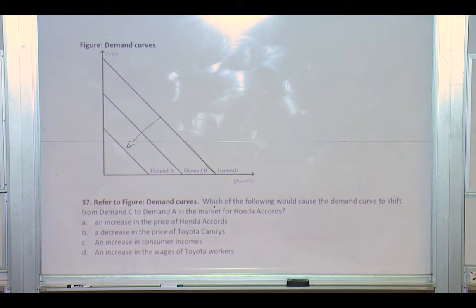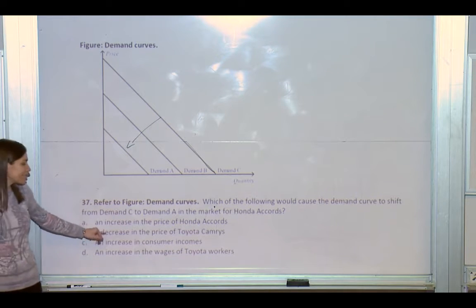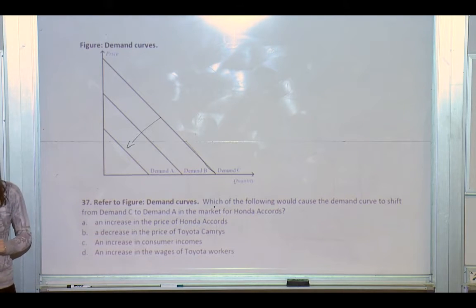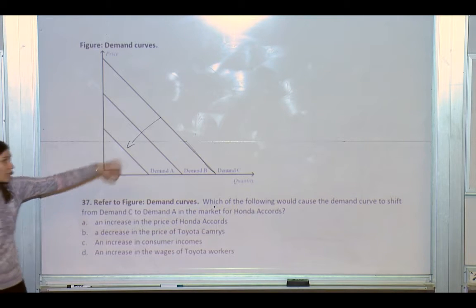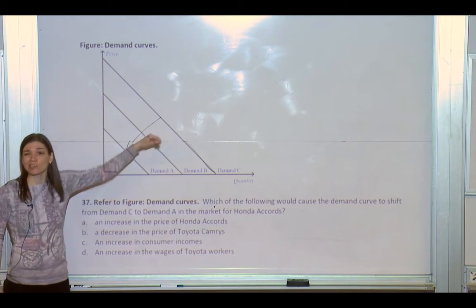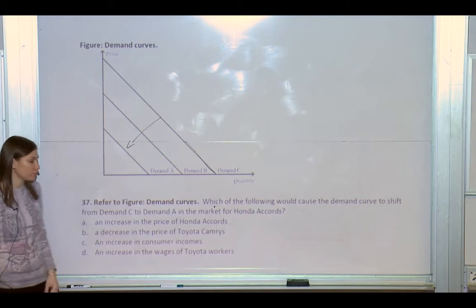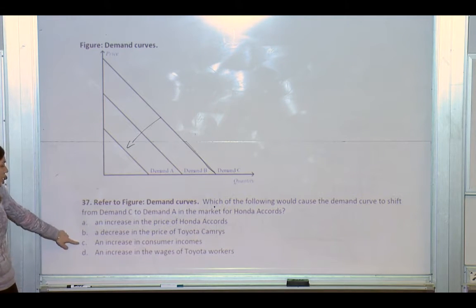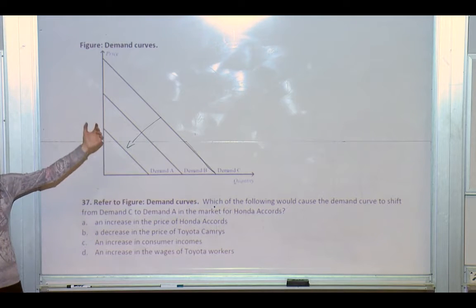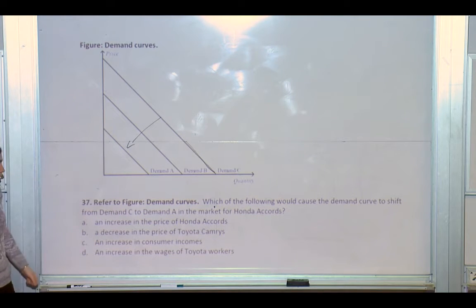A decrease in the price of Toyota Camrys, right? So what do you think Toyota is relative to Honda? They're substitutes, right? So if there's a decrease in the price of Toyotas, are people going to buy more or less Toyotas? More. And if they buy more Toyotas, are they going to buy more or less Hondas? Less, right? And that could cause the shift, right? So there's a decrease in demand. So that's true. An increase in consumer income, well, that will be the other way around, right? It will be shifting to the right.